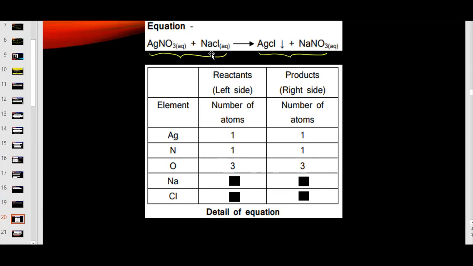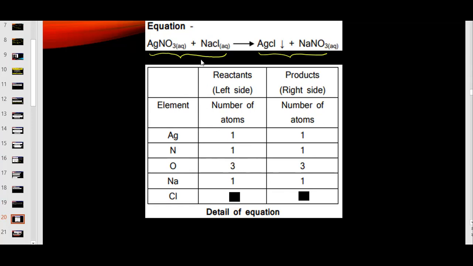Let's check the sodium. Sodium, that is Na. Na is 1 in the reactant, and in the product, if you see, sodium is also 1. Okay, done. No problem with sodium also.